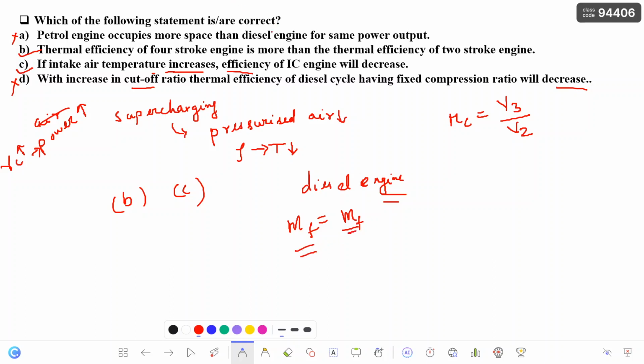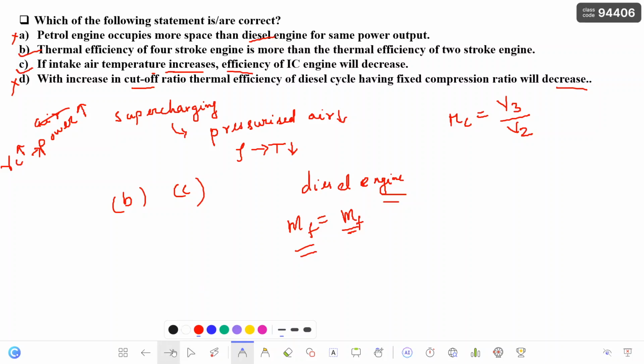That is why, generally, the diesel engine is bulkier, larger in size, because you have to carry more fuel inside. That is why the petrol engine will take less space than the diesel engine. Diesel engines are a little bit bulkier and larger.